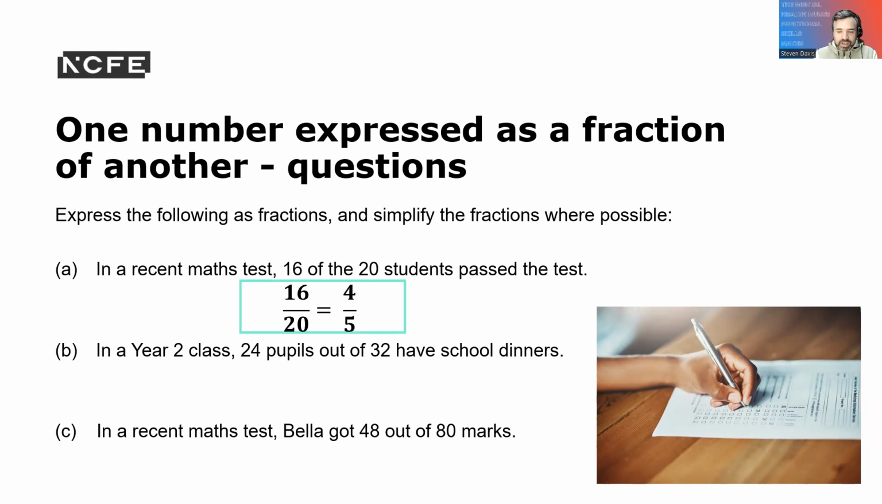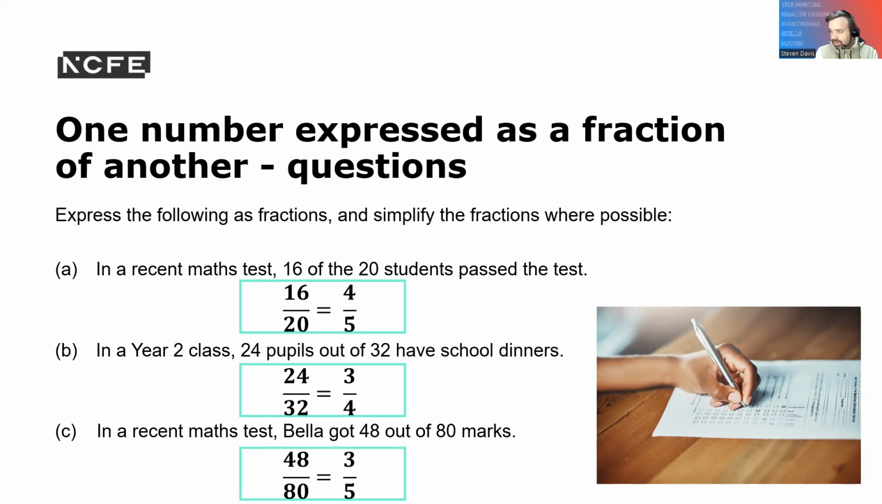In a second year class, 24 pupils out of 32 had school dinners. So again, we're looking at that being divided down. So that's 3/4. And in a recent maths test, 28 out of 30 marks. 28 over 30 is equivalent to 3/5.